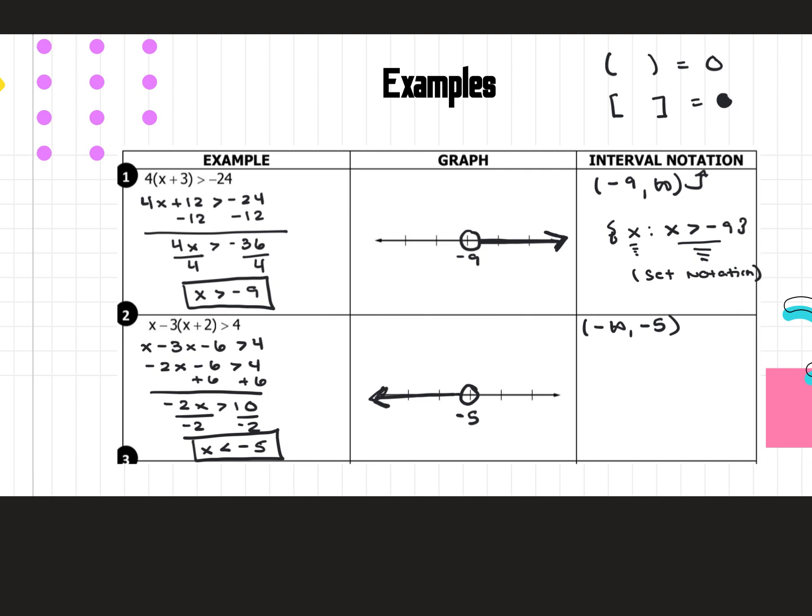All right, so for set notation, it's going to be very similar. So we have x, where x is less than negative 5. So these are different ways that you will see set and interval notation.